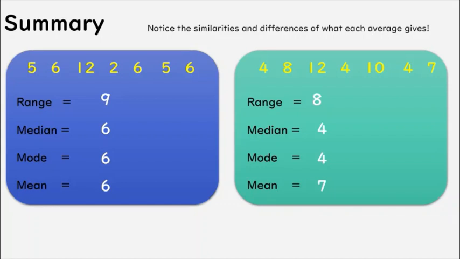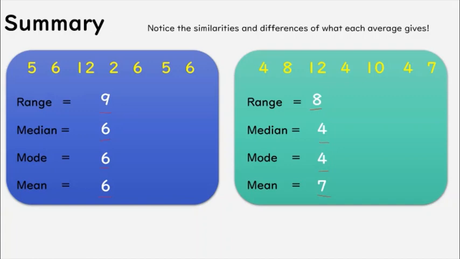Those of you who notice, we use the same numbers every time for the your turn, my turn. As you can see, so for my data, I got 9, 6, 6, 6. So the different averages give us different numbers. So the range gave us 9, and luckily for mine, the median, mode, and mean all gave 6. For your set of data, you had a range of 8, and then the median, mode, and mean gave different values.